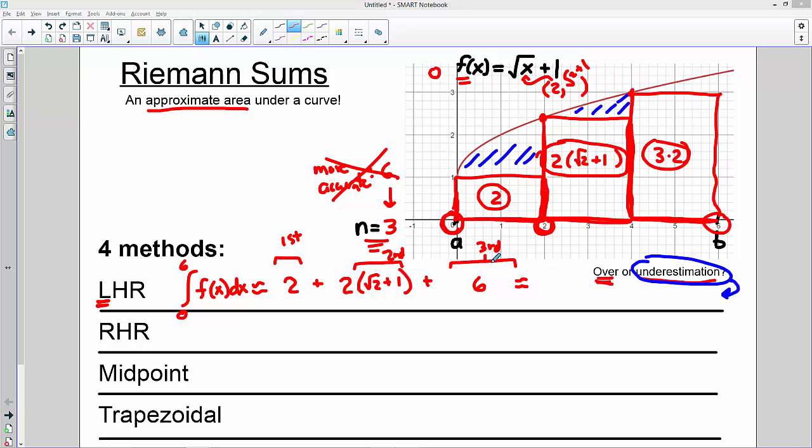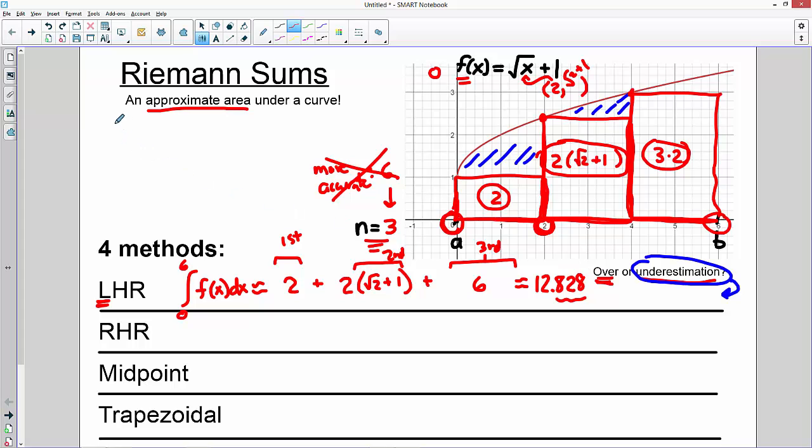So the total is 12.8284. So we're going to put 12.828. Remember, you want at least 3 decimal places on the AP exam, and you can truncate or round. I usually round because it's more instinctual.